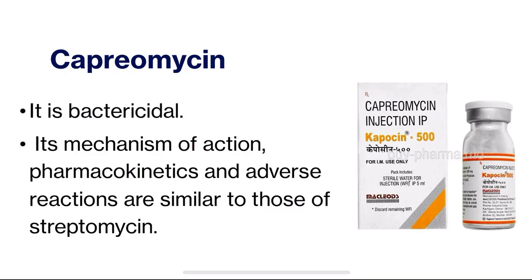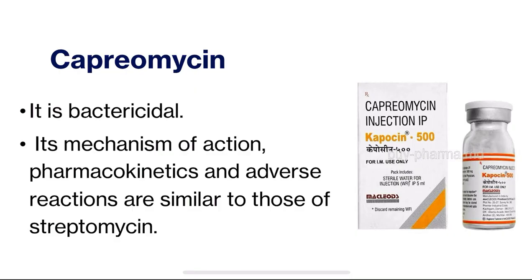Then comes capreomycin. Capreomycin injection is used together with other medicines to treat TB in patients who have received other medicines that did not work well in them. Capreomycin is a bactericidal drug. Its mechanism of action, pharmacokinetics and adverse reactions are similar to those of streptomycin. So again, what did we study about streptomycin? We saw that streptomycin is also a bactericidal drug. It acts upon the rapidly multiplying bacilli. It kills the bacteria, and is less active against the slow multipliers.